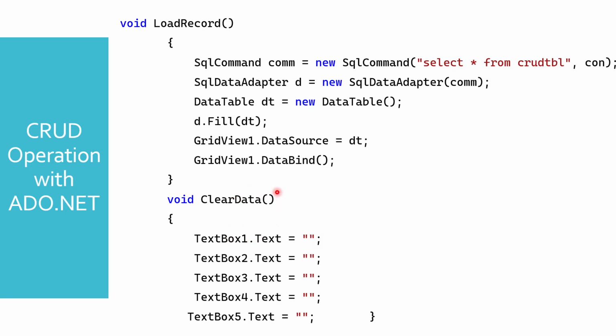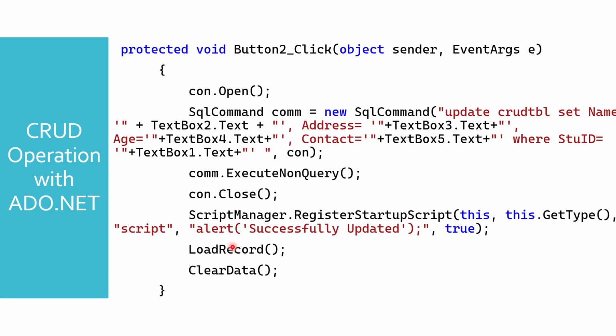Fine. For clear data, I don't want my fields to stay in the text boxes after inserting, so I need to clear all of them. I'm just writing textbox1.text equal to empty, which means it will get cleared the moment I click the button. All right, similarly I did the same thing for button two and button three.